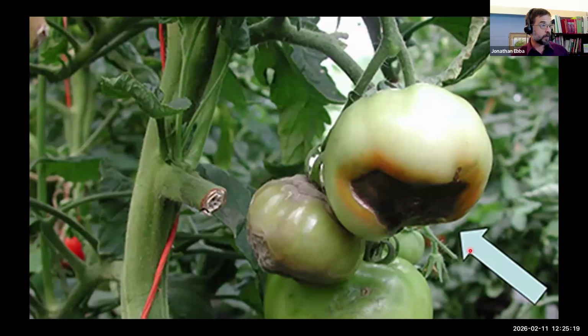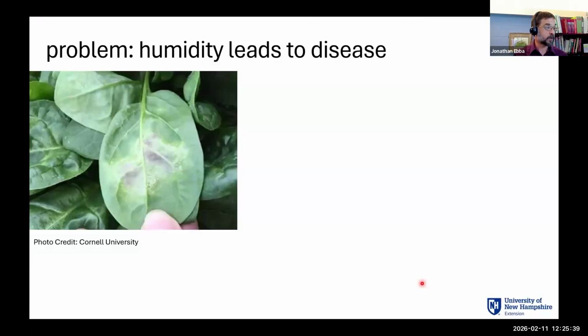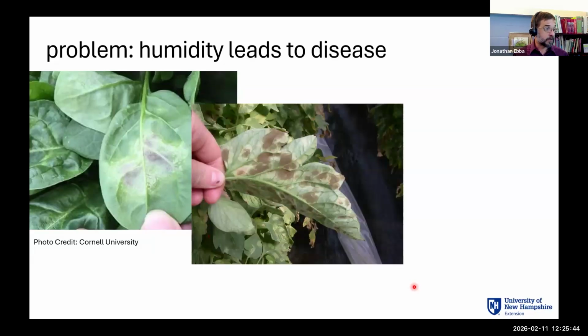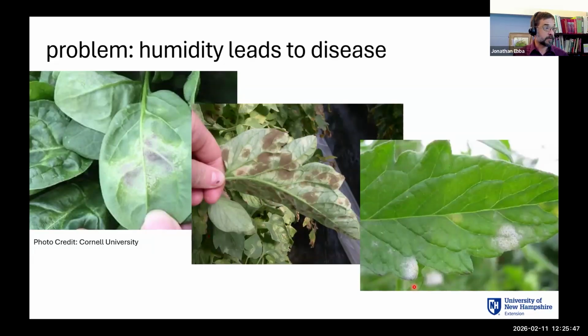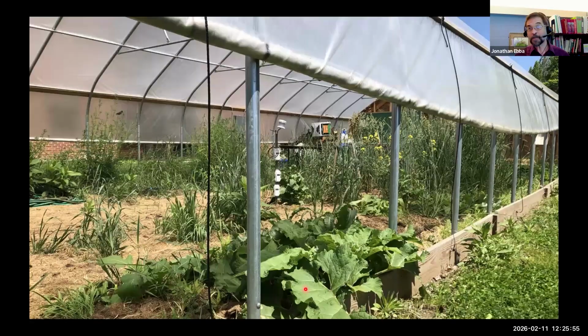And we know that when I talked about calcium, particularly, this is a calcium deficiency, that if you have enough calcium in the soil, but the air is not moving and the plant can't transpire, you will get this calcium deficiency. And I'm going to skip through this, but we know too that downy mildew on spinach, leaf mold on tomato, and powdery mildew on tomato, those are all exacerbated by humidity. So thank you.